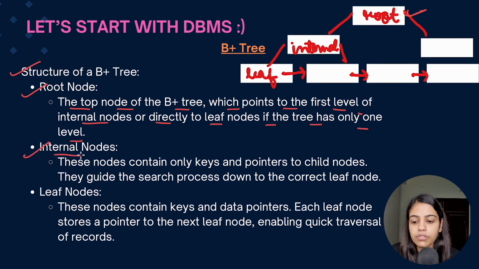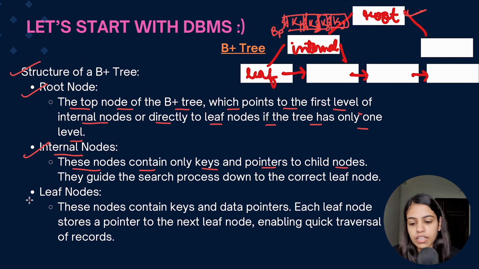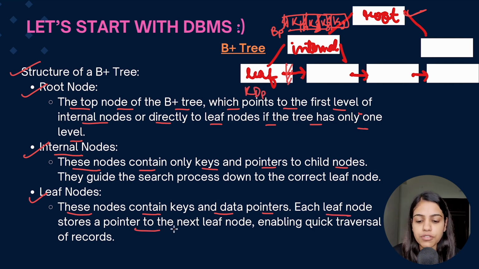Now coming to the internal nodes, these nodes contain only keys and pointers to the child nodes. This node only contains keys and the block pointers, or you can say the pointers to the child nodes. It doesn't contain any data pointers, it only contains the key. So it will be K1, K2, K3, K4, and in between there will be some block pointers for the children. Now coming to the leaf nodes, these nodes contain keys as well as data pointers, and there is only one block pointer which points to the next leaf node, enabling quick traversal of records. So all the records are present in the leaf node only.